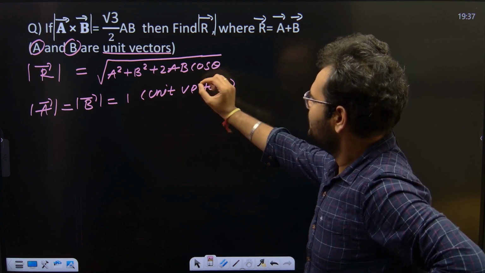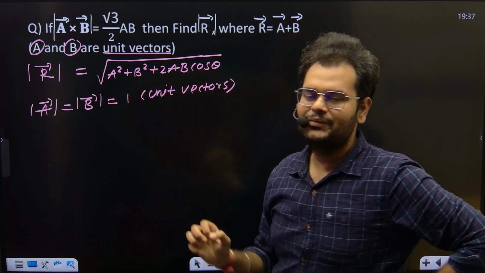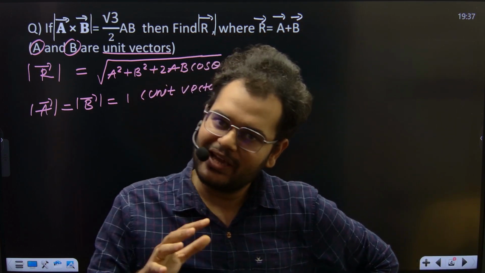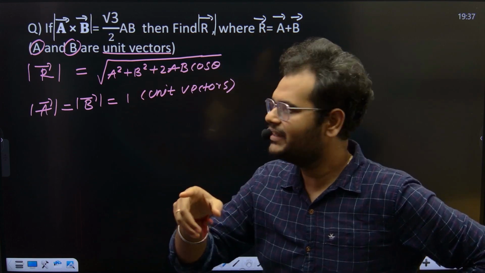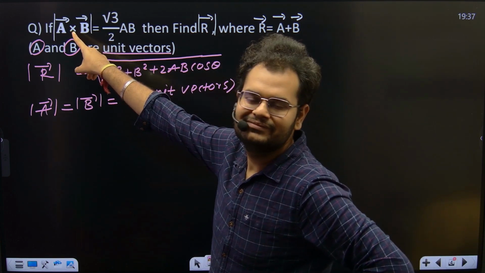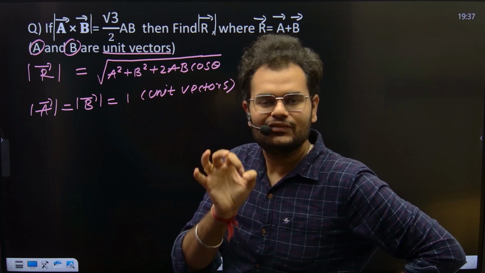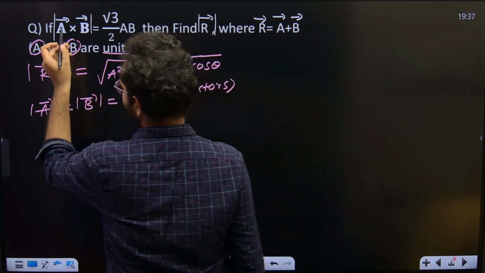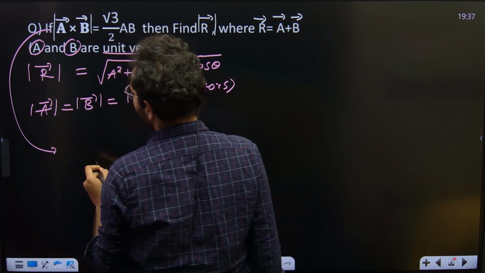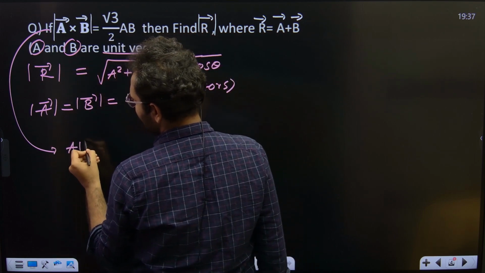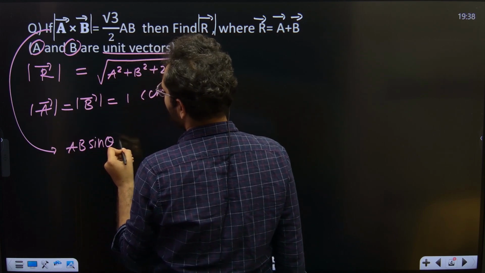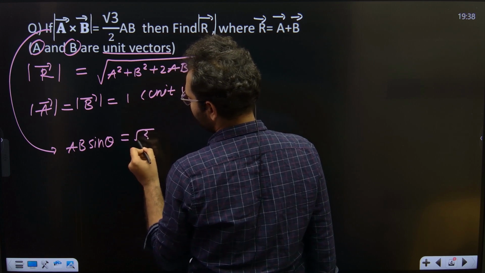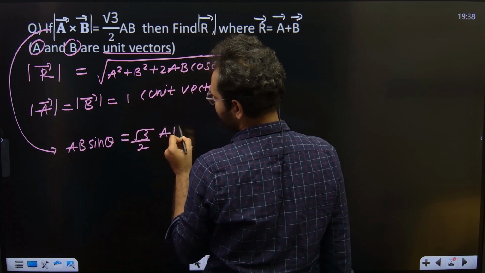But sir, the problem is we know value of A and B, but we don't know theta. We don't know angle between A and B. From where we will get that? We will get from here. On the basis of that same formula, what kind of questions come, that I am telling you. Okay. So what I can write from here directly? So I can write it as AB sin theta is equal to √3/2 into AB.